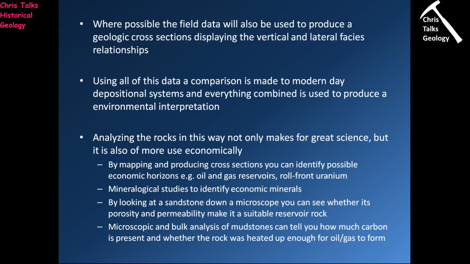Analysing the rock in this way not only makes for great science, but it also has uses from an economic point of view. For instance, by mapping and producing cross-sections, we can identify possible economic horizons. An economic horizon is a layer of rock that has something that we can extract for money. Essentially, we can make a profit. That would be something like oil and gas, or uranium, or gold. All these types of material can occur in sedimentary rocks. We can also use mineralogical studies to help us identify those economic minerals.